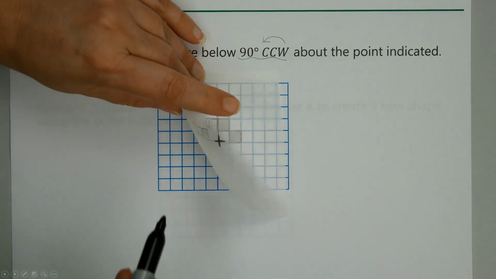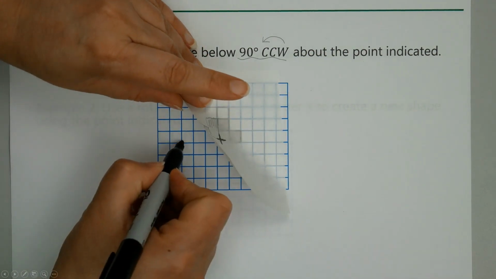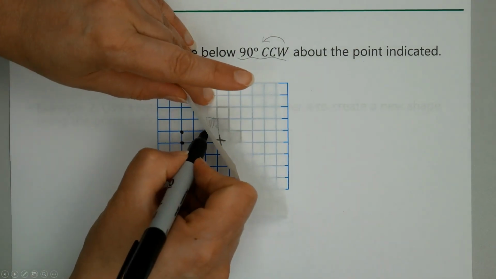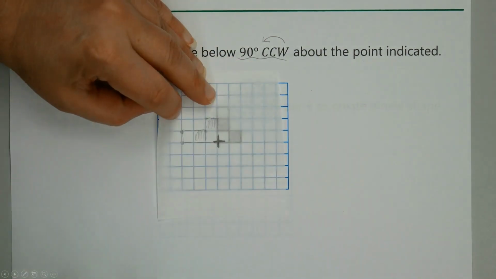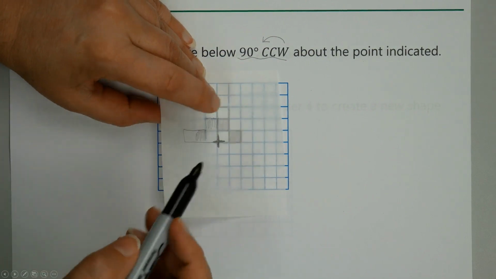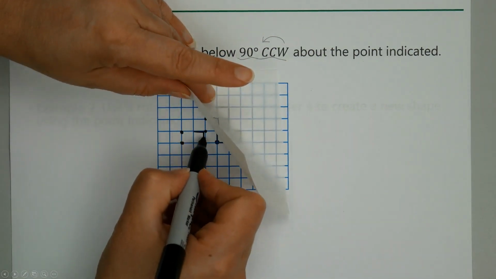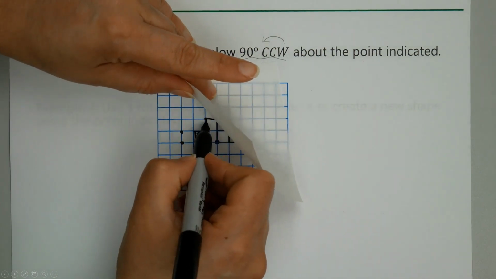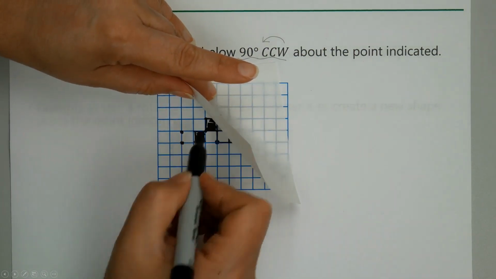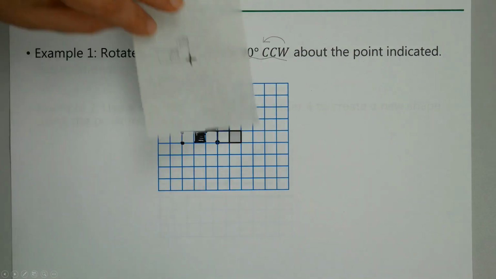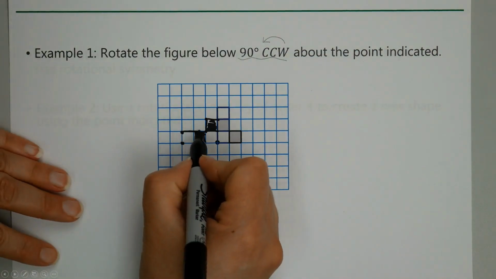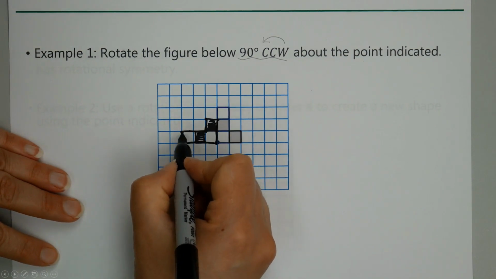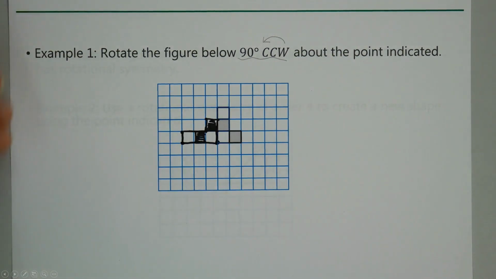We can now get a marker and highlight each vertex, and then we can connect the points, remembering that these two blocks here are shaded. So now I will connect the points, and we have our rotation.